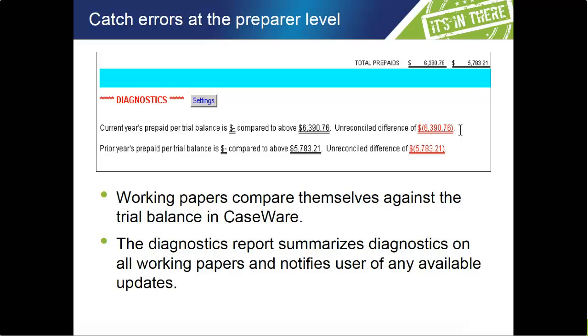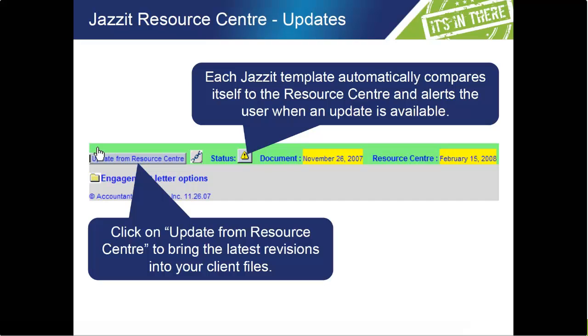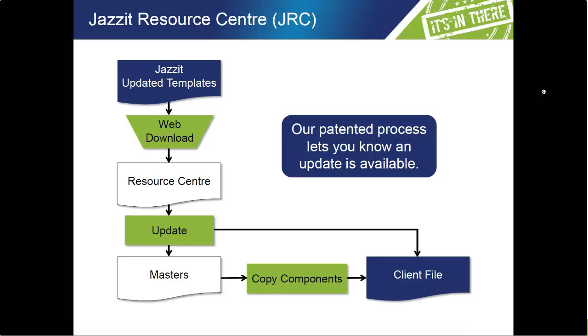The report also indicates if Resource Center updates are available for any working paper or letter used in this client engagement. Each document contains a section indicating the status of the current document being displayed. The dates of the document being viewed and the date of the Resource Center version available are displayed and compared at the top, and a status indicator alerts preparers when a newer version is available. The Jazzit Resource Center and master files are updated from our website, and because the client files are connected to the Resource Center, preparers are immediately aware of any newer versions that are available.